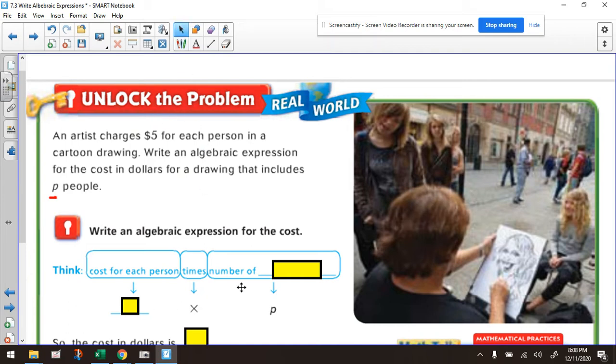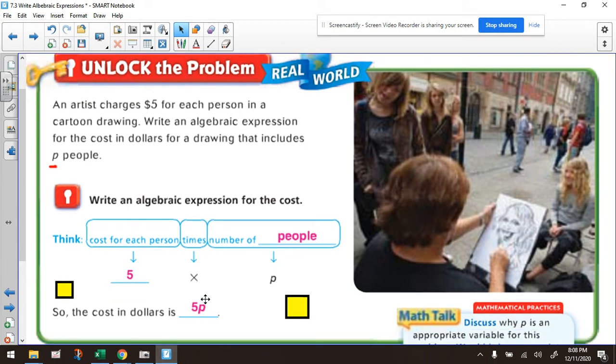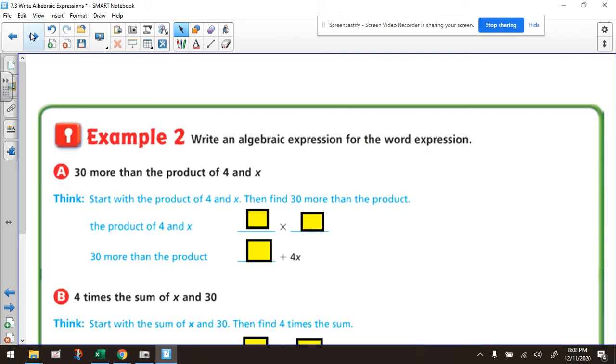And then that often helps you to realize, oh, I'm supposed to multiply that. So when we write the expression, we think to ourselves, we know that it's $5 for each person. We know we're multiplying, and then we're using the variable p for people. So an easy way to write that is just 5 times p, or 5p. That's the simplest way, the more preferred way to write that expression. All right, let's move along to a couple other examples.